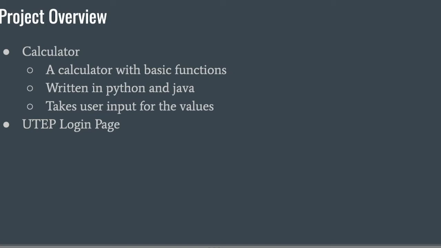A project overview would be us creating a calculator, written in both Python and Java. This calculator would just have basic functions such as adding, subtracting, multiplying, and dividing. It will take a user input for the values, and for another part, we do use the UTEP login page, which will be shown in the following slides.